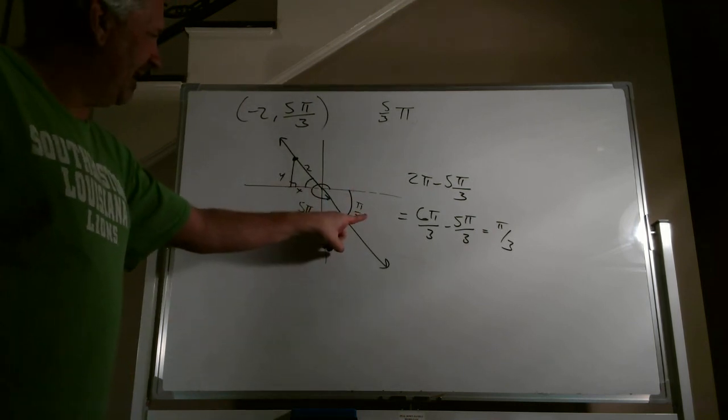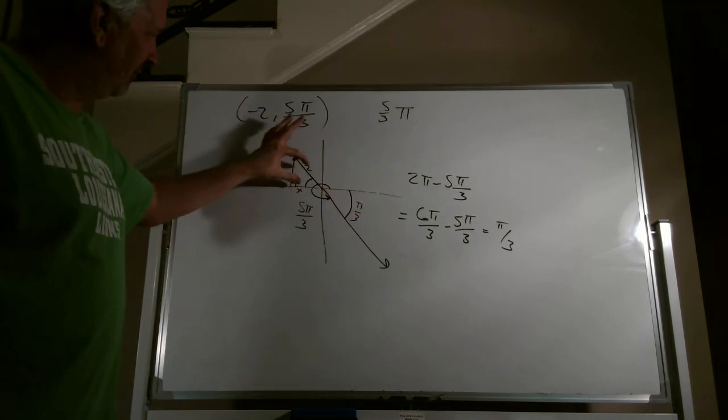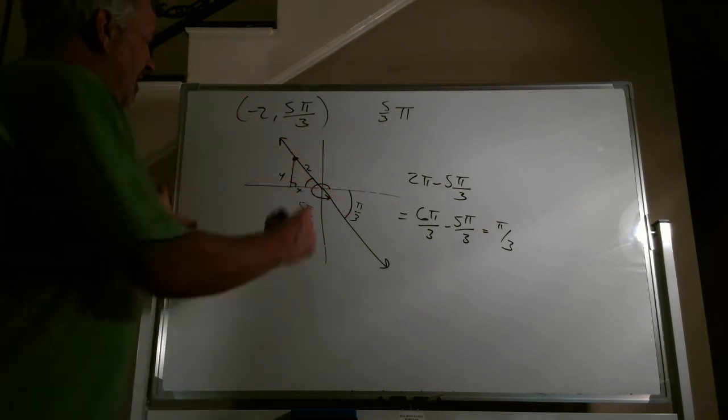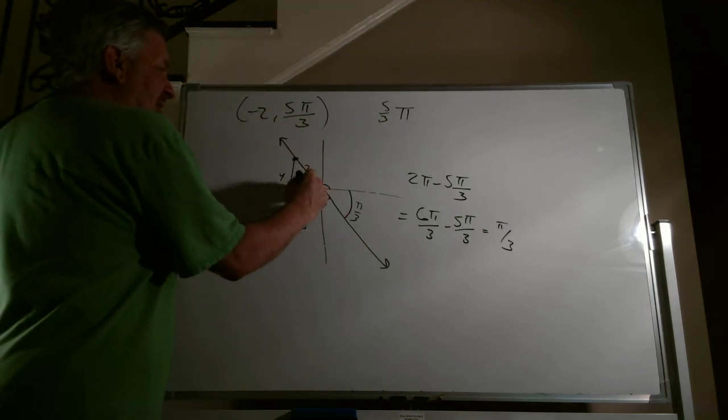Now, how does this angle compare to that angle? These are vertical angles, right? Those are the same. So this is pi over 3, which is 60 degrees if you prefer.